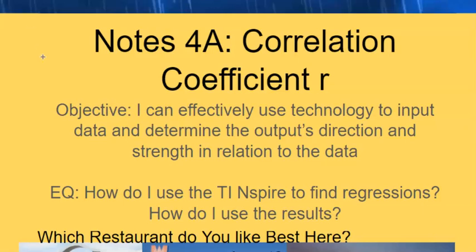Notes 4A, correlation coefficient R. Objective: I can effectively use technology to input data and determine the output's direction and strength in relation to the data. Essential question: how do I use the TI Inspire to find regressions? How do I use the results?